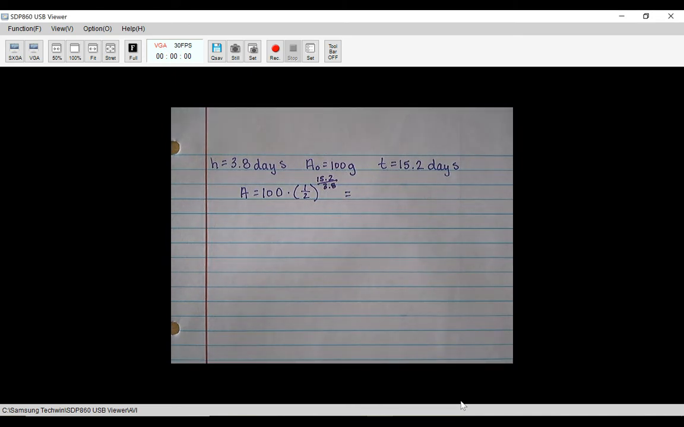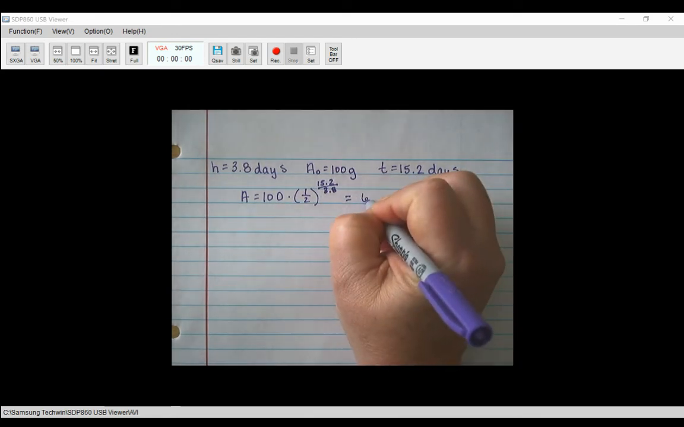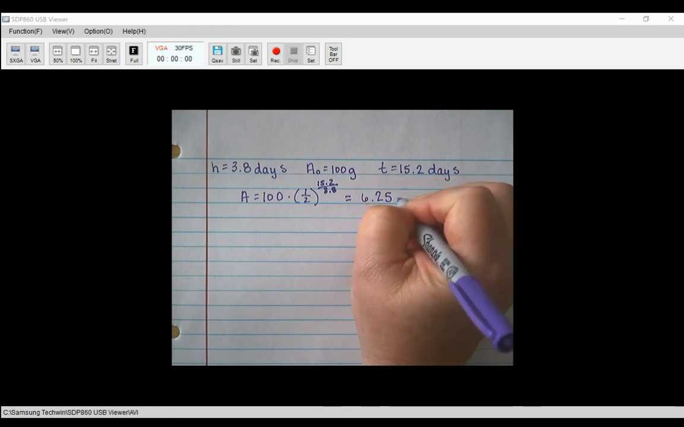Now, if you'll excuse me for a moment, I'm going to head on over to my Desmos calculator, and I am going to type this in. And of course, you could type this into your Inspire calculator. 1/2 to the power of 15.2 divided by 3.8, and I get 6.25 grams.